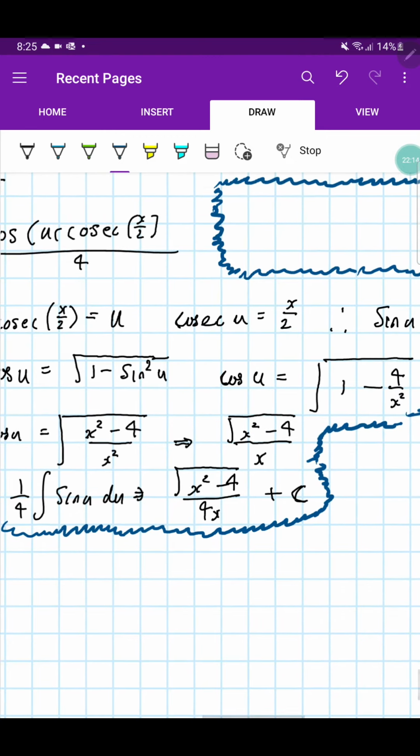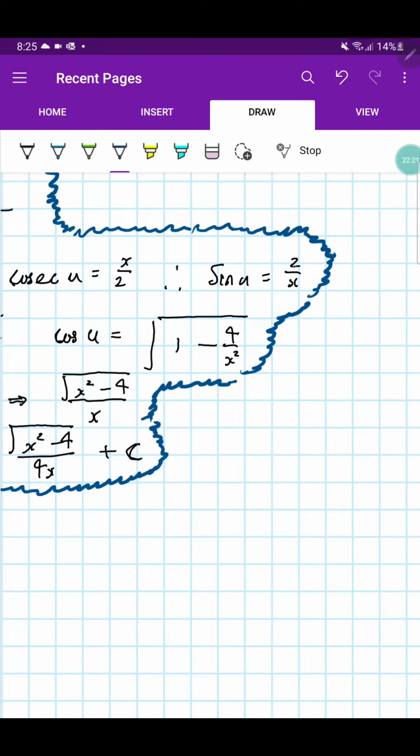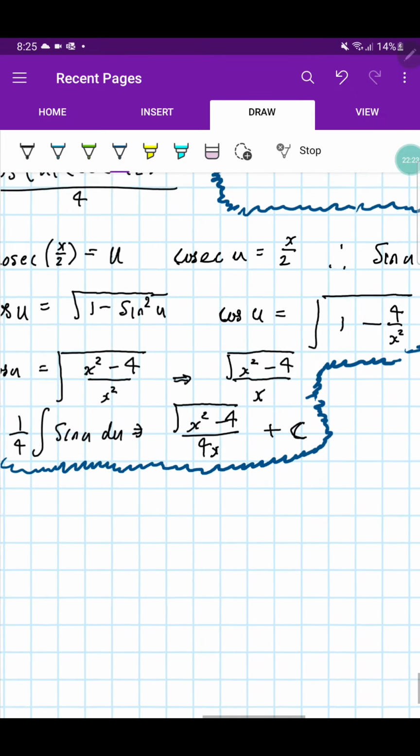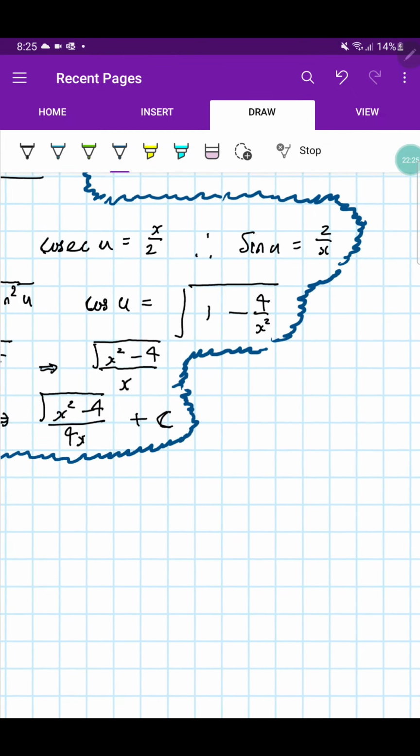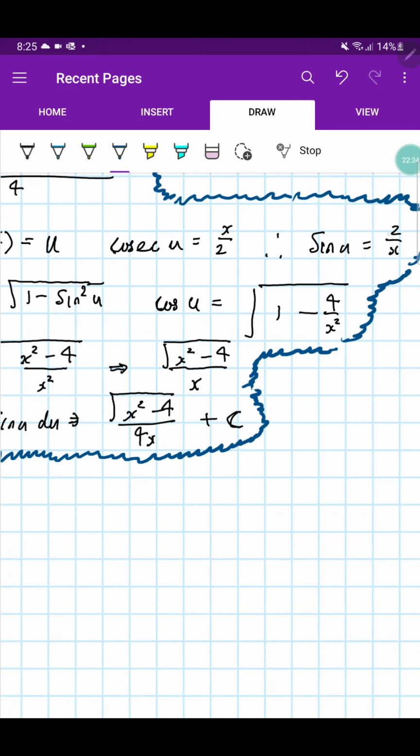So cosec u is going to be x over 2. So we use the triangle. Now we know that sine u equals 2 over x, which is just the reciprocal of that. So if we plug everything back in, we know that cos u is the square root of 1 minus sine squared, and we know that sine u is 2 over x.